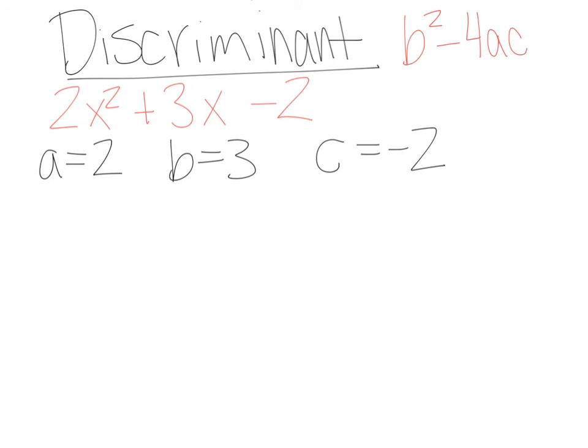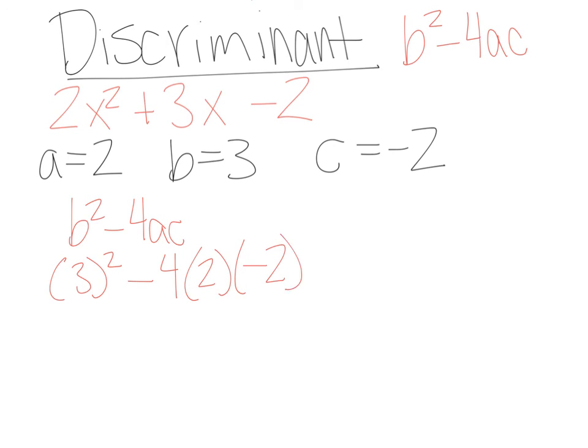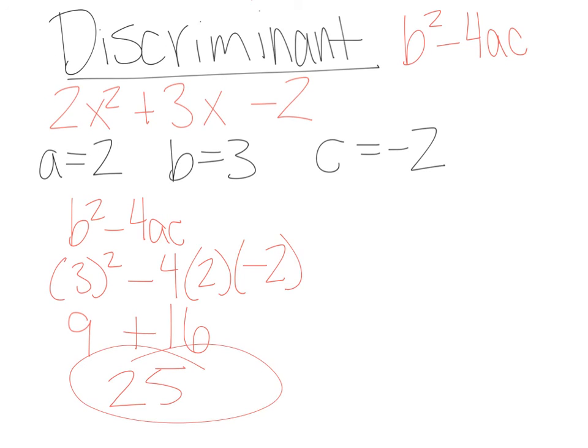And I'm just plugging these into the formula. So b squared minus 4ac. My b is 3, so I'm plugging 3 in here: 3 squared minus 4 times a, which is 2, times c, which is negative 2. And then I simplify. 3 squared is 3 times 3, which is 9. And then I'm doing -4 times 2 times -2, that's going to give me a positive 16. Then I just add 9 plus 16, which gives me 25. So my discriminant in this case is 25, and that would be my answer.